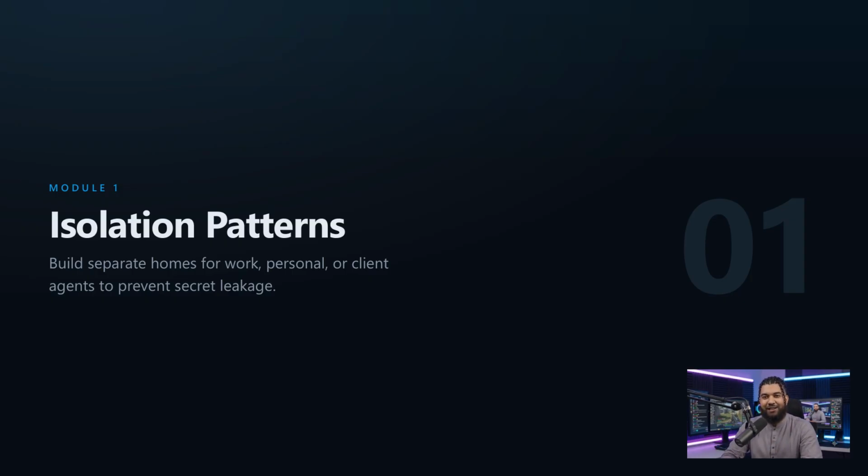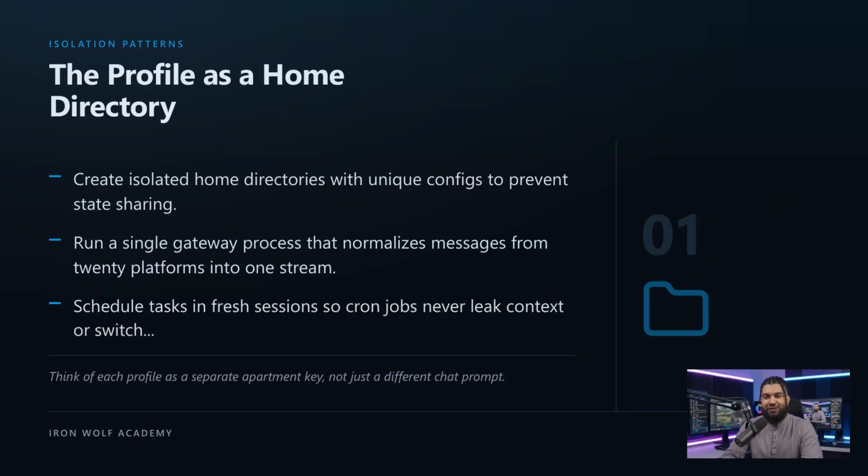your workflows cleanly segregated. When you design these system patterns, you need to think of each profile as holding its own apartment key, rather than just running a slightly modified prompt. True isolation starts at the file system level. By creating completely separate home directories with unique configurations, you guarantee that your profiles never share state behind the scenes. You can then centralize incoming communication through a single gateway process, which normalizes messages from 20 different platforms into one unified stream. Finally, whenever you schedule automated tasks, make sure those cron jobs run inside fresh sessions. This ensures background tasks never accidentally leak context or cause unexpected switches.